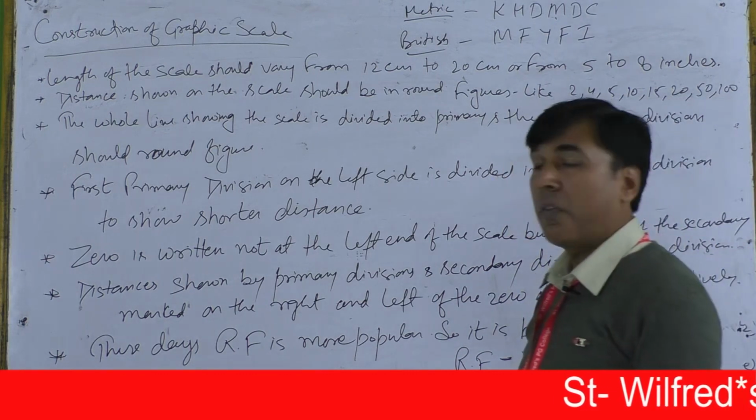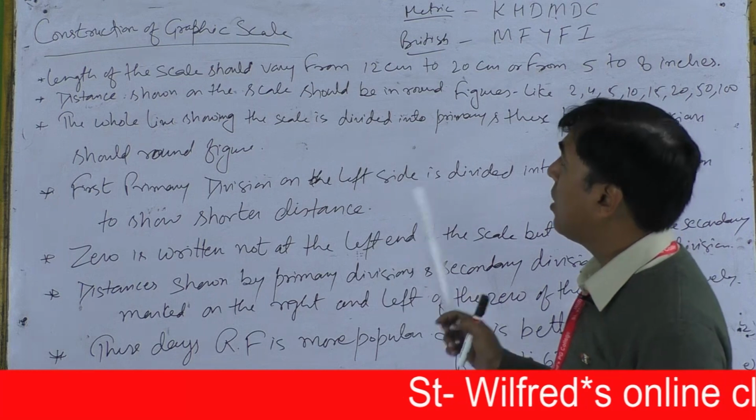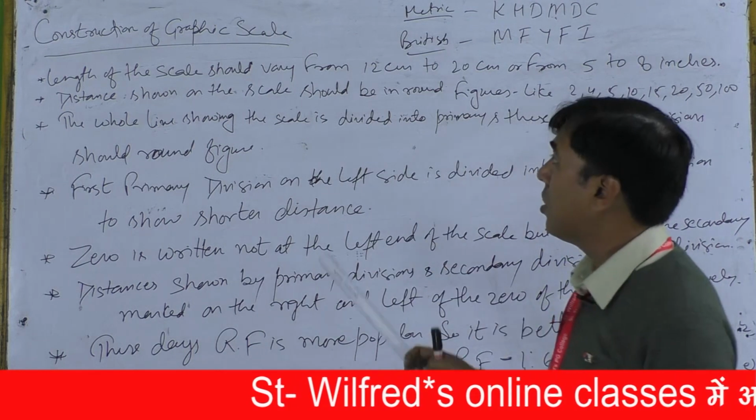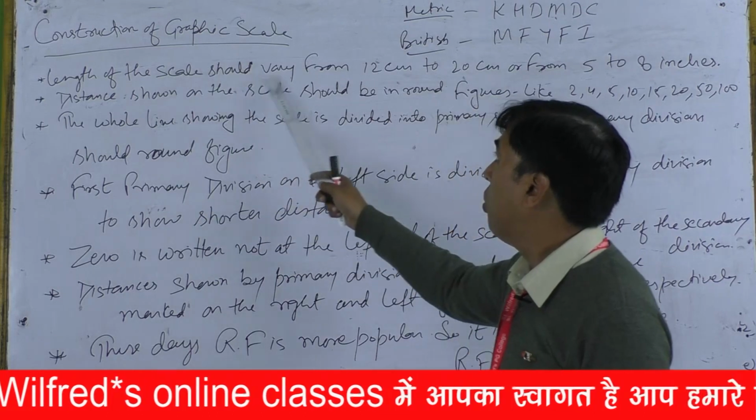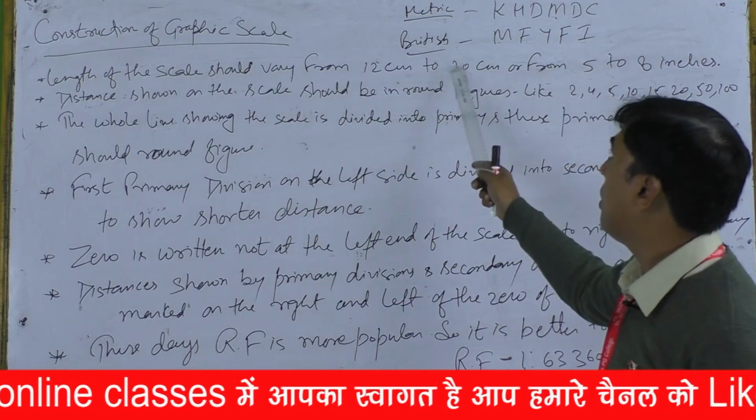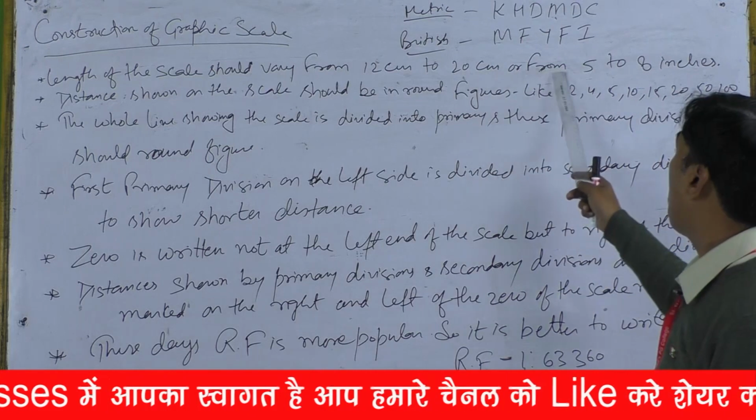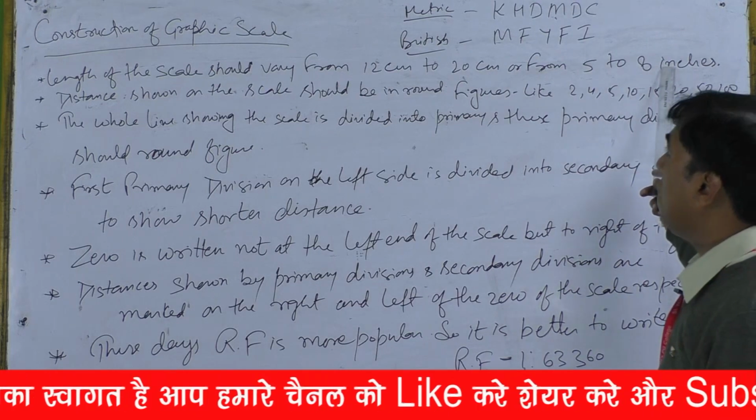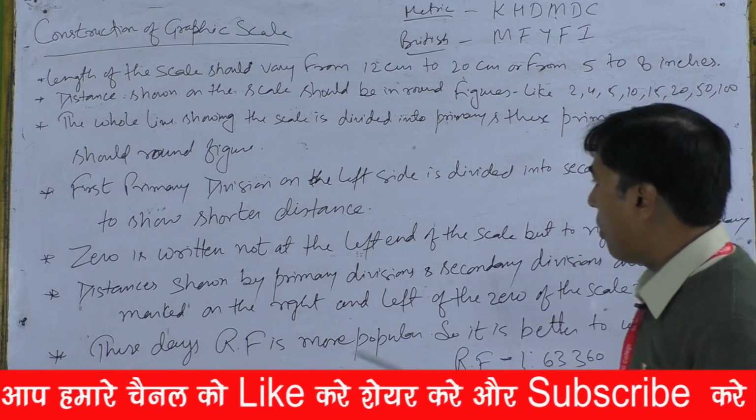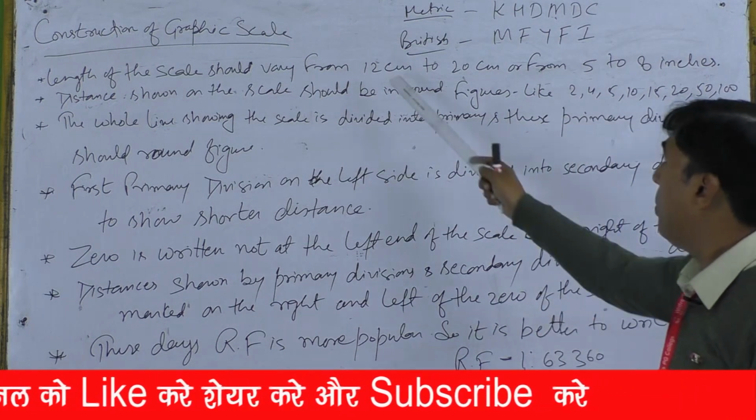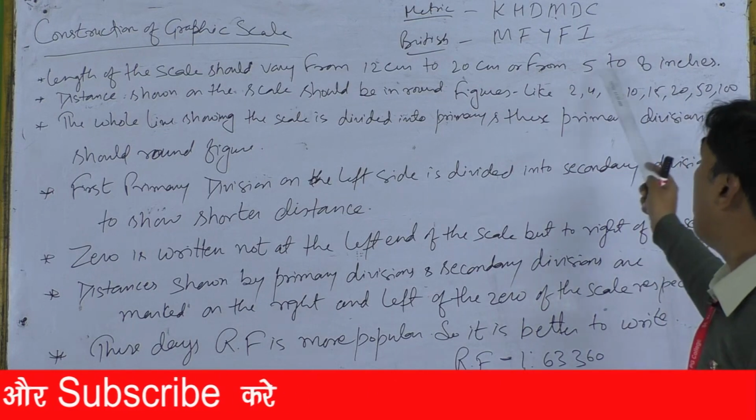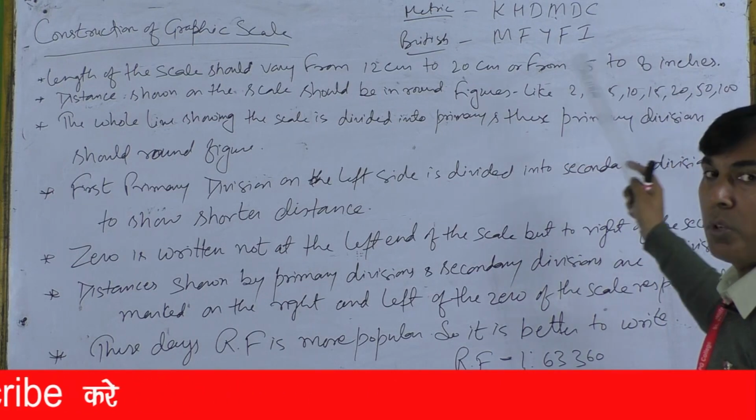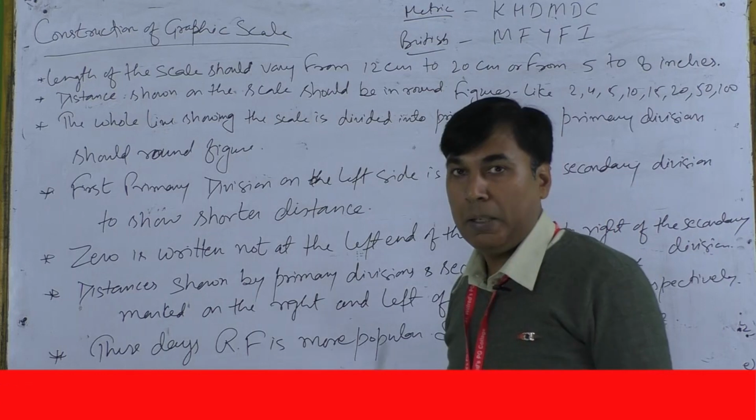How to construct the graphical scale? So we need some instructions to follow. First, the length of the scale should vary from 12 centimeter to 20 centimeter, or from 5 to 8 inches. What does it mean? If we draw any line, it should be in the form of 12 centimeter to 20 centimeter, or in inches 5 to 8 inches, to construct the graphical scale.